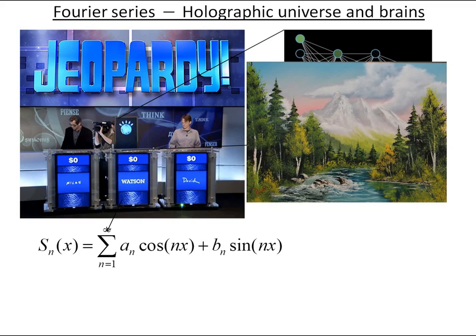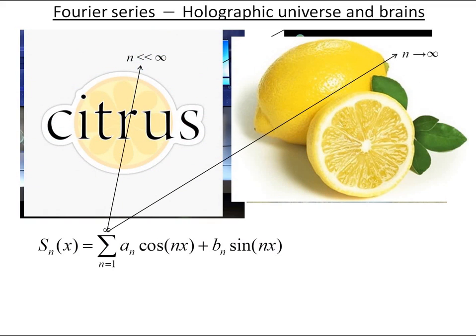Of course, the Fourier series in Jeopardy will be very vague, because answer time is more important, especially if you compete with the artificial intelligence Watson computer. Example: two pictures of a citrus slice. We can say that the picture on the right is more detailed than the one on the left.